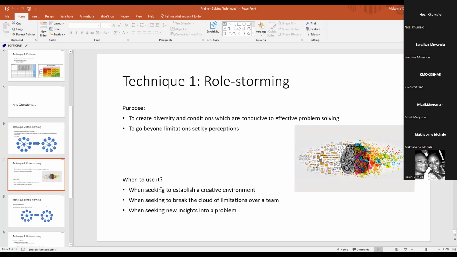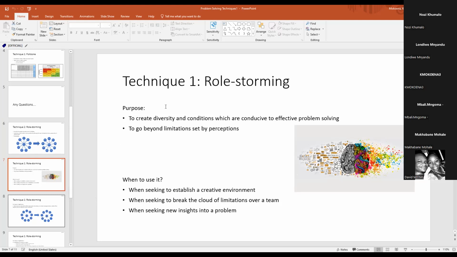So when do you use it? When seeking to establish a creative environment, when seeking to break the cloud of limitations over a team, and also when seeking new insights into a problem. It can also be a fun one just by looking at it.